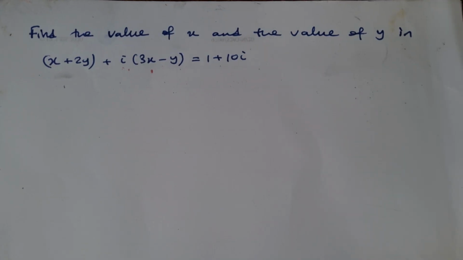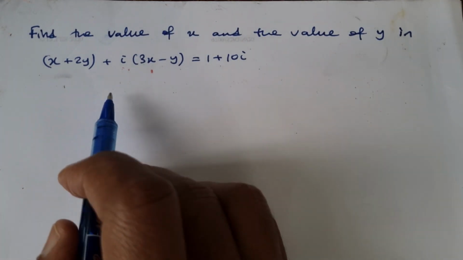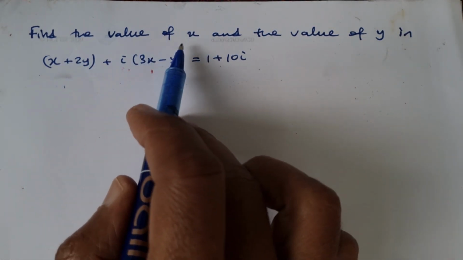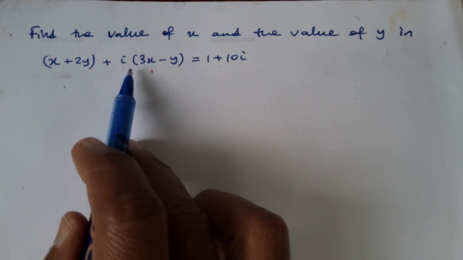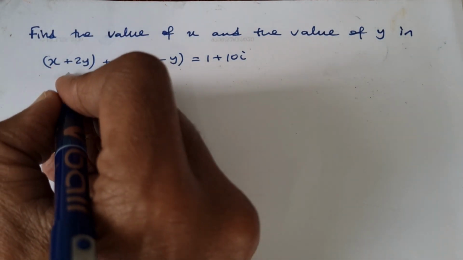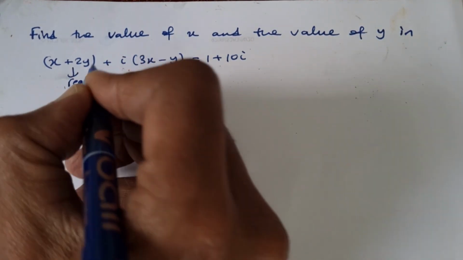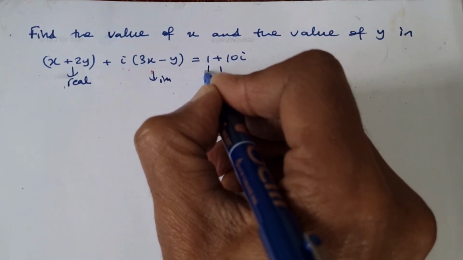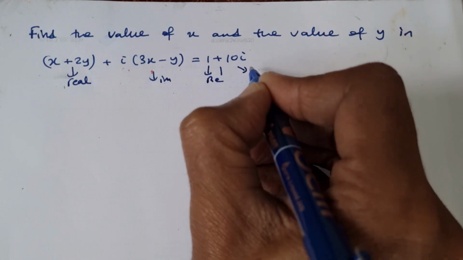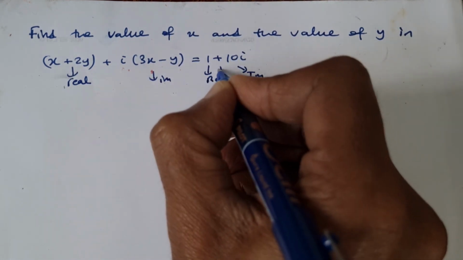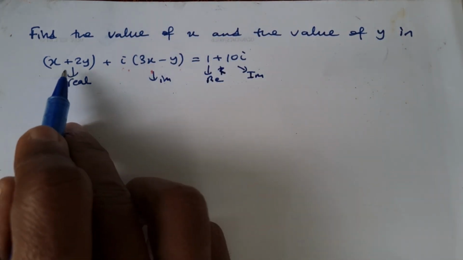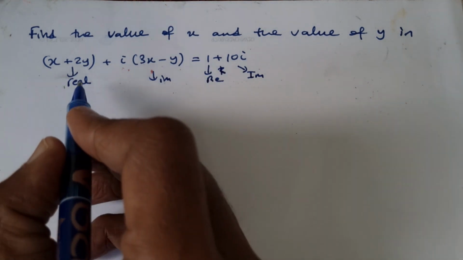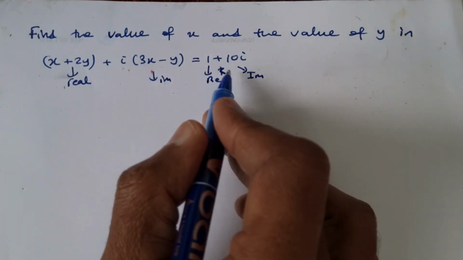Okay, now I would like to solve an equation that involves complex numbers again. So find the value of x and the value of y in the following. And I've got, this is our real part, and that's our imaginary part. And there we got here real, and here imaginary. So the real part and the imaginary part can be equated to each other. So I mean real to real, imaginary to imaginary.